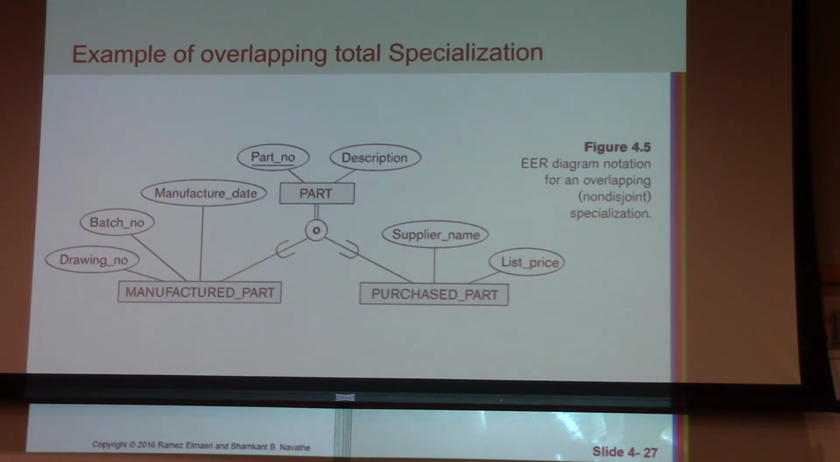One entity. And what is the key of manufactured part? Part number. And so on. Is it overlap or disjoint? Overlap means there might be a part that belongs to both manufactured and purchased part.